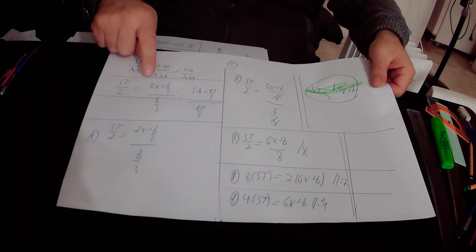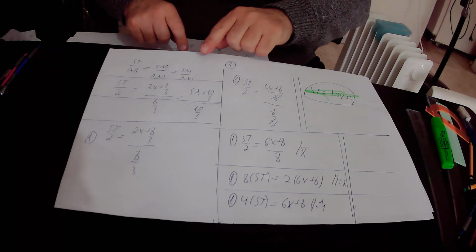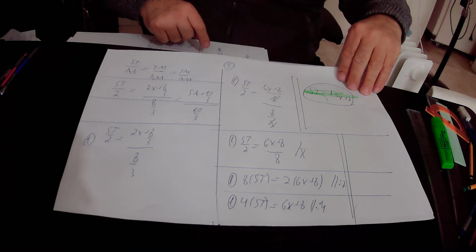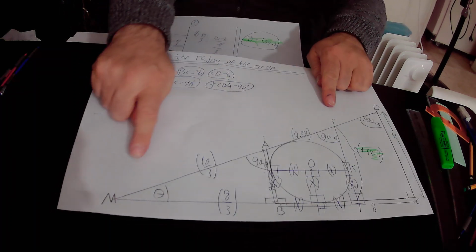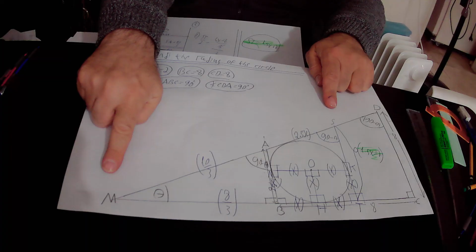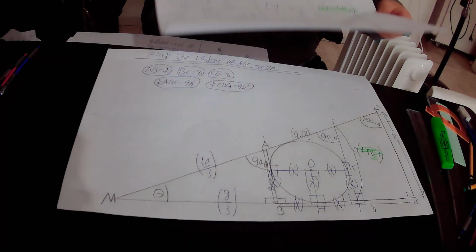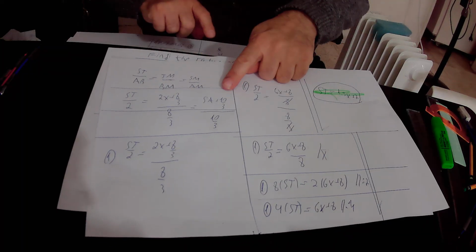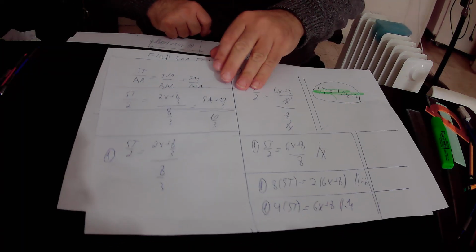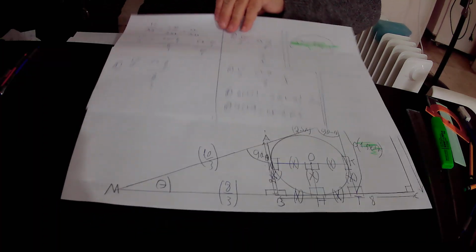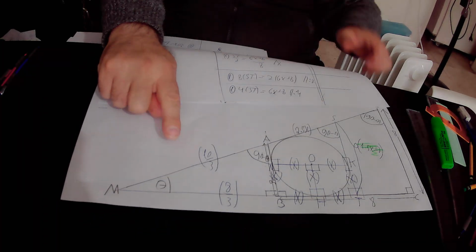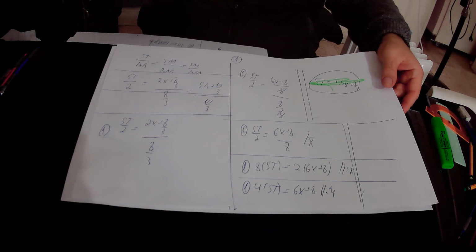Here, BM is 8 over 3. And it is also equal to SM. What is the length of SM? From the drawing, it is very easy to see that SM equals SA plus 10 over 3, where AM equals 10 over 3. Here, AM equals 10 over 3.